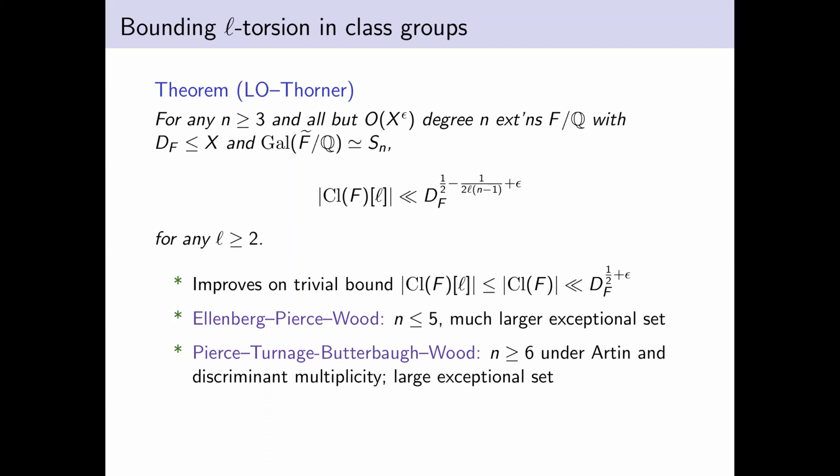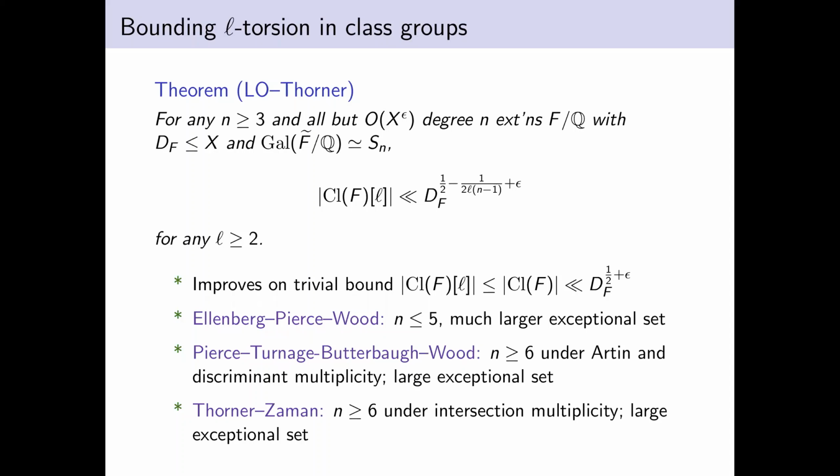Pierce, Turner, and Wood, one of the main applications they had in mind for their effective Chebotarev density theorem was to bound l-torsion subgroups of class groups. As a consequence, for n greater than 6, if you're willing to assume the Artin conjecture and the discriminant multiplicity conjecture, you can get the same sort of thing. Thorner and Zaman, now under the intersection multiplicity conjecture, are again able to get something. But in both of these cases, with large exceptional sets, because fields genuinely do intersect, and you have this subfield problem that is structural and baked into these problems.